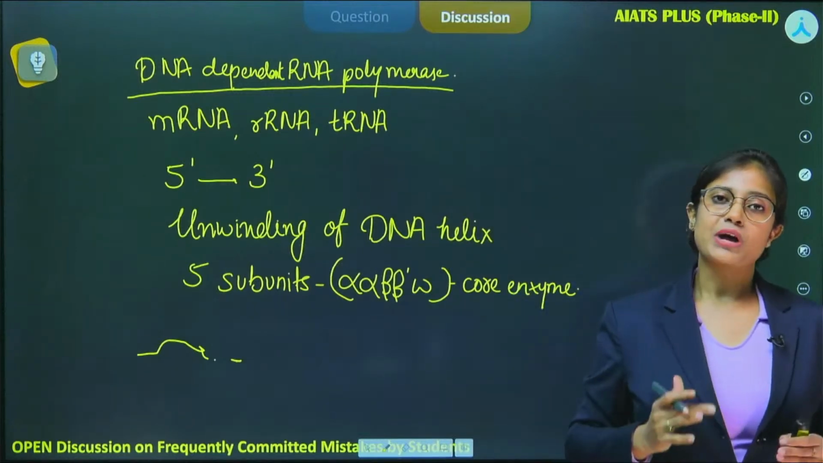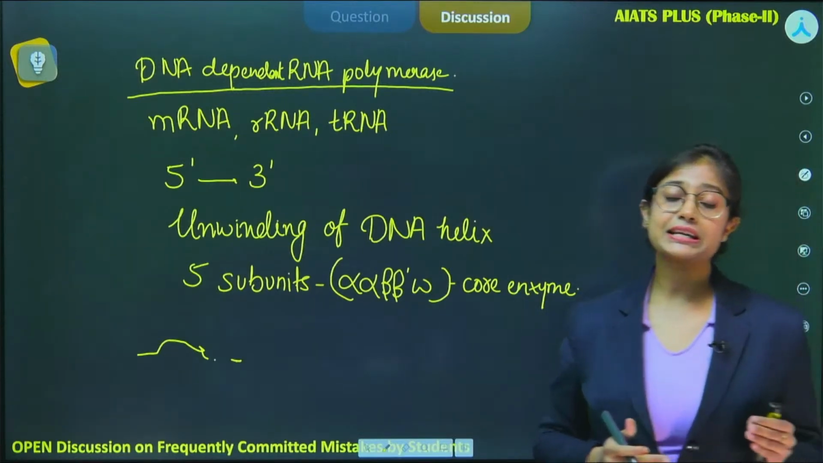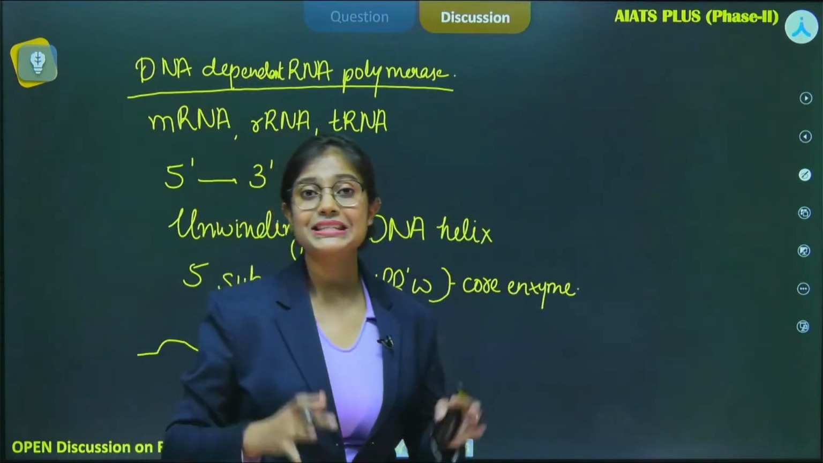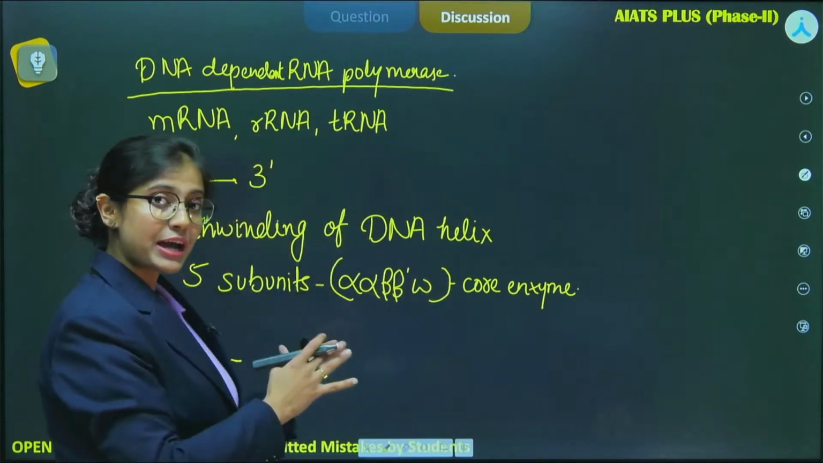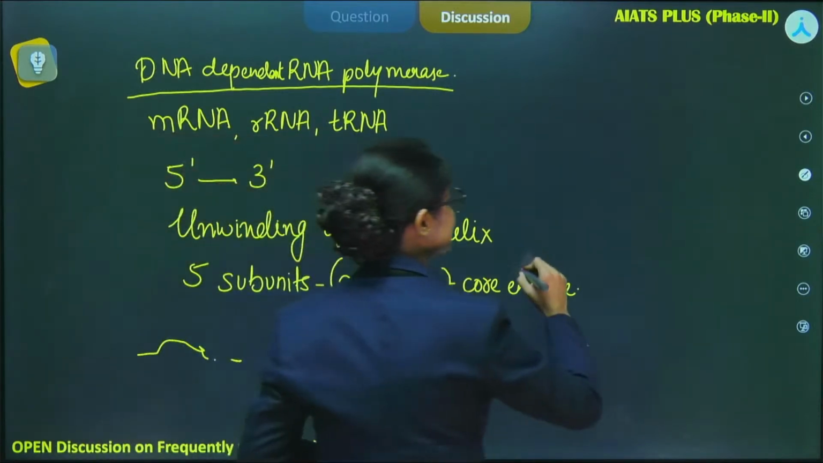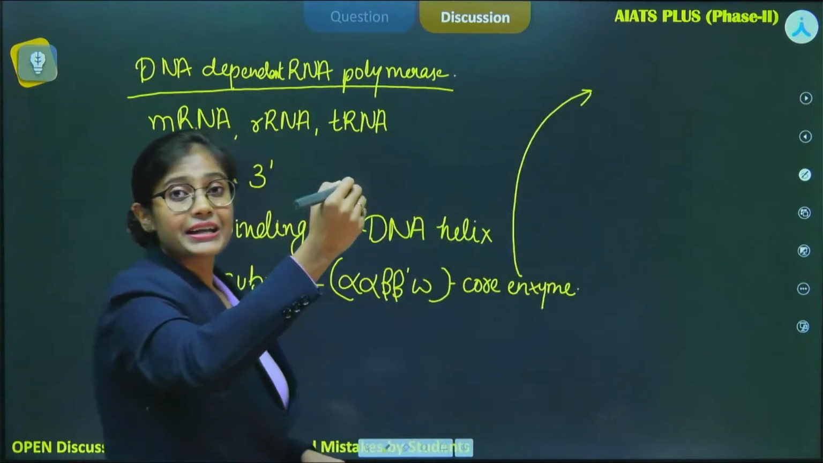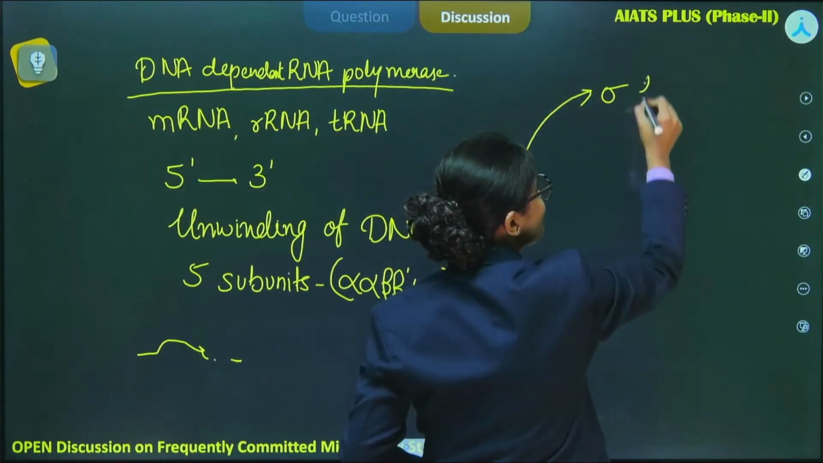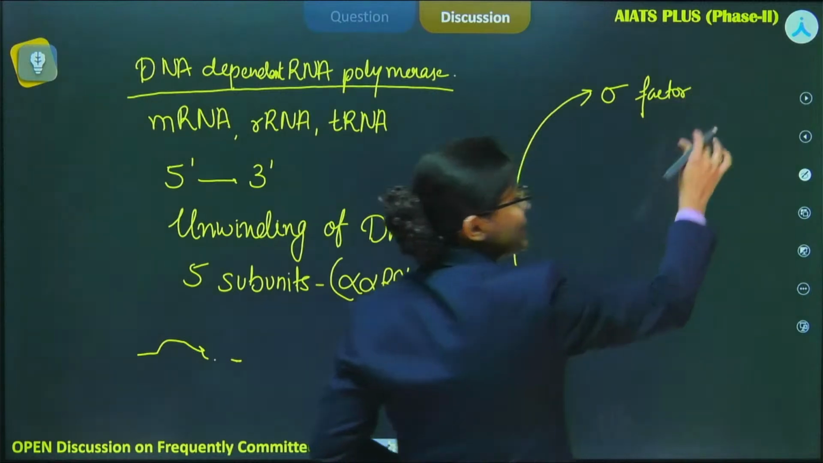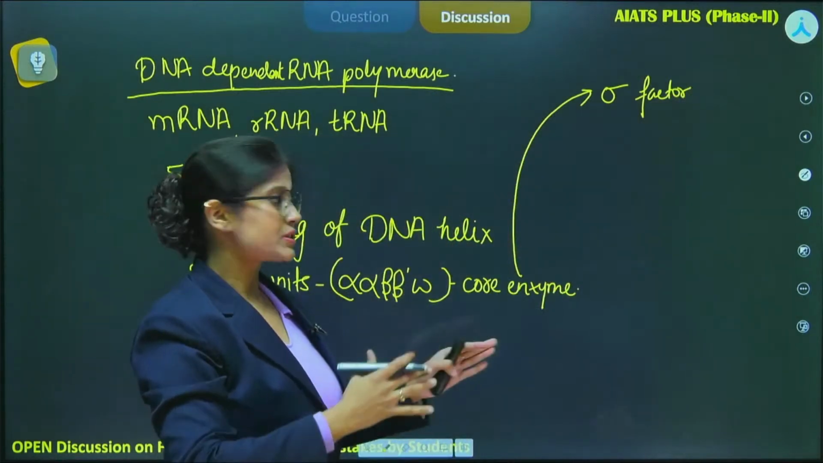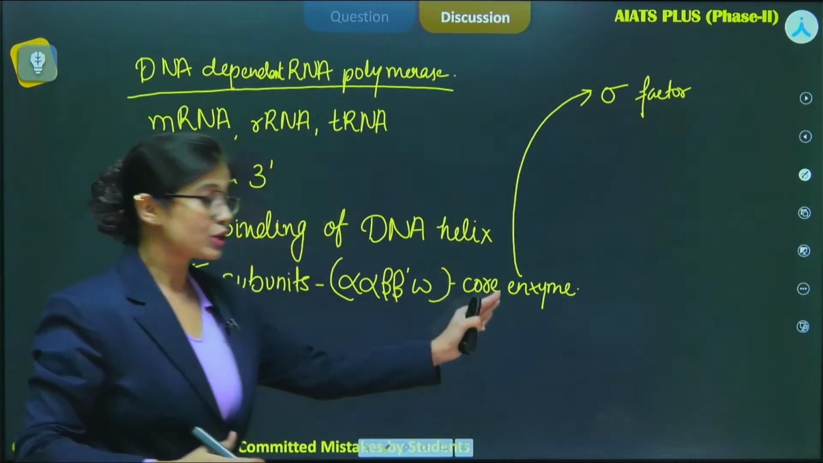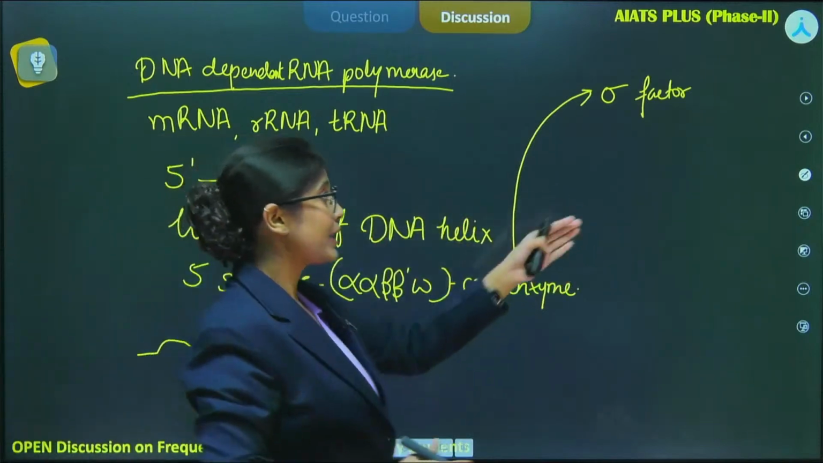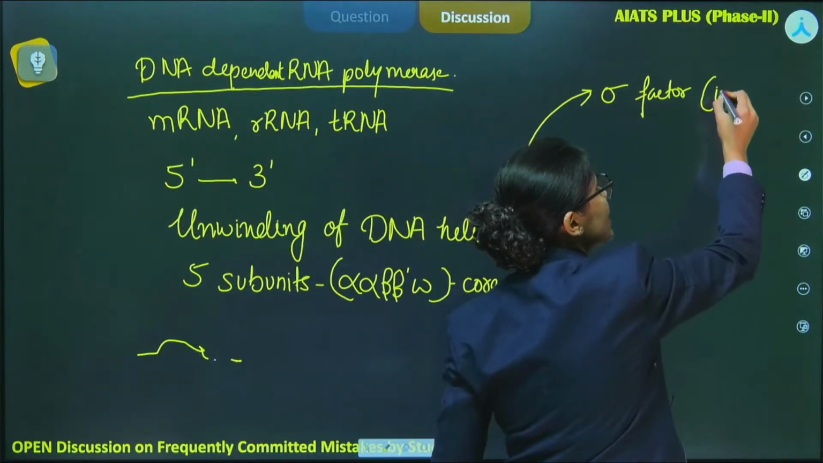Now, if we look into the transcription of prokaryotes, it is basically divided into 3 steps. First one is initiation, next is elongation, and the third one is termination. So, how does this enzyme actually do the work? The core enzyme gets attached to, or is provided the specificity of initiation by, the sigma factor, which basically directs it towards the promoter region. It takes the core enzyme of DNA-dependent RNA polymerase to the site from where the initiation of transcription will occur.